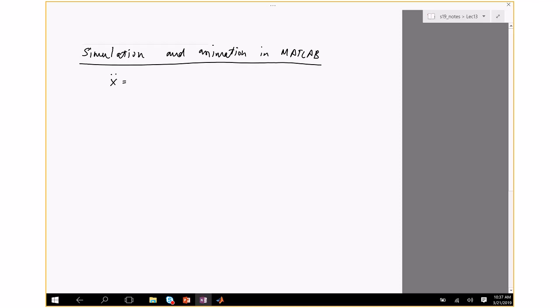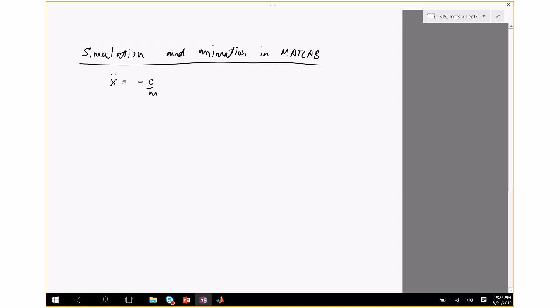We're just going to use this method to integrate the equation. So here is the simulation, and then we'll do an animation in Matlab. I'm going to give you key things you need to do in Matlab in order to integrate the equations, and then you guys know how to animate.